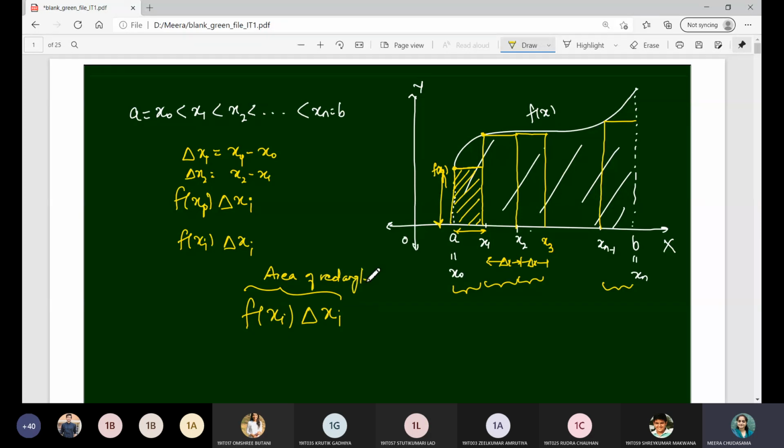When I sum up all the areas of these rectangles, you can see that the area under the curve will be approximated, right? Actually, this is the error part. If you see this one, these are the parts which we have not taken into consideration. So this is the error part.